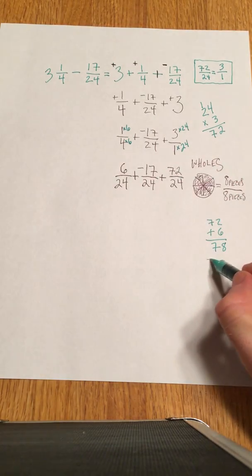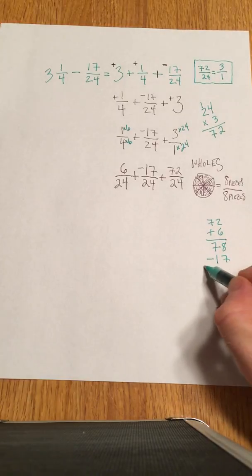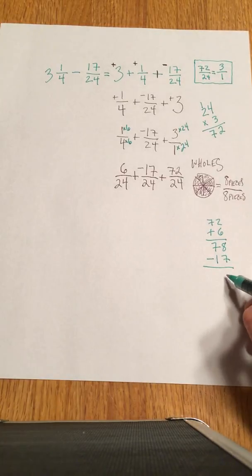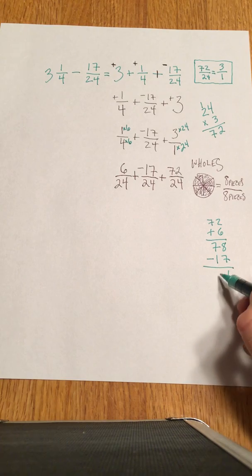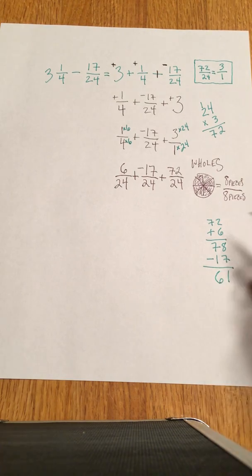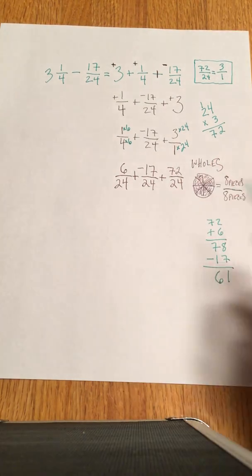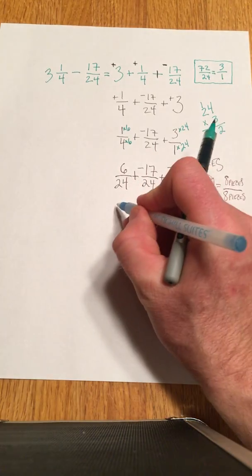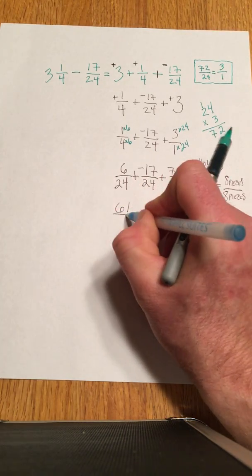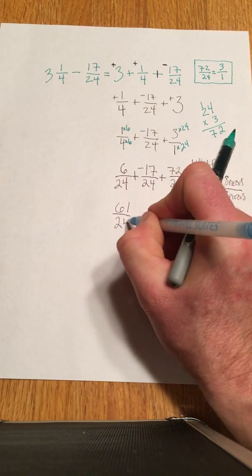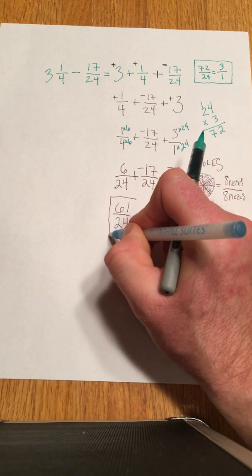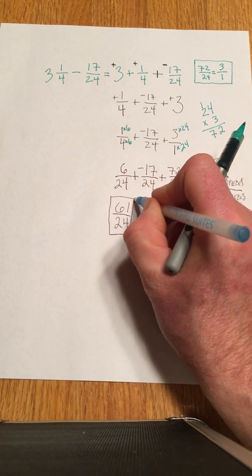Now I'm going to subtract the 17. 8 minus 7 is 1. 7 minus 1 is 6. So I end up with 61/24. And since I told you in the beginning of this video I'm going to leave that as an improper fraction, that's our answer.